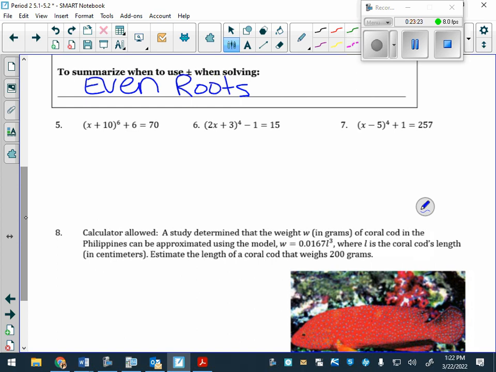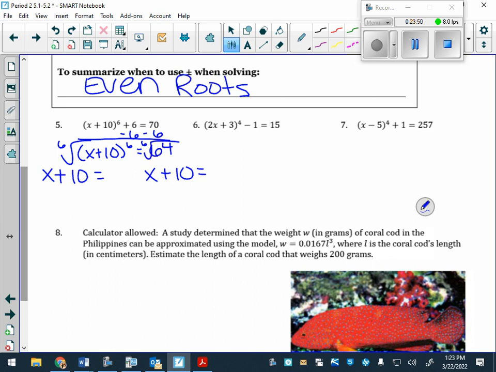Yeah, Sabrina. Subtract 6. Good. Then what do we do? Yeah, Louise. So we then take the 6th root. Is 6 an even number? Yes. So we're going to have 2 solutions. What is the 6th root of 64? Braden? 2 and negative 2. Good.